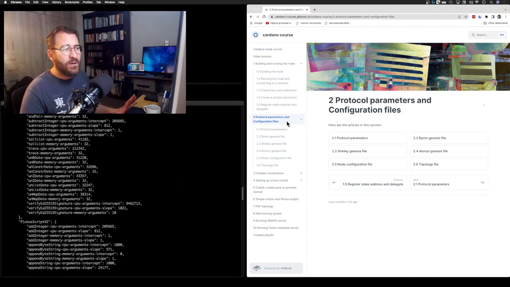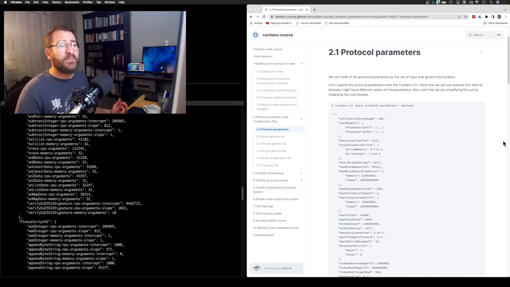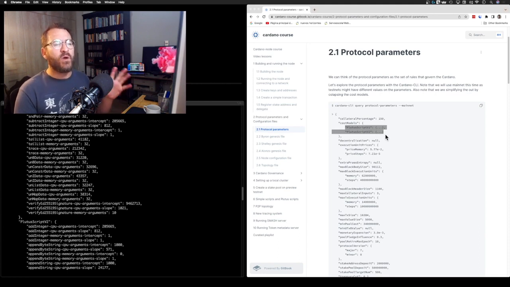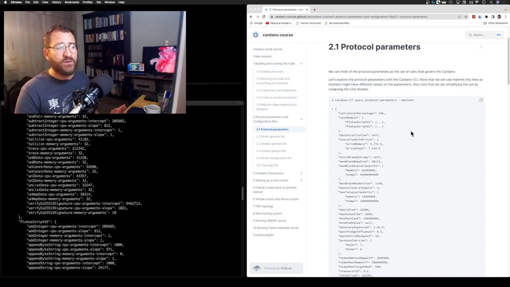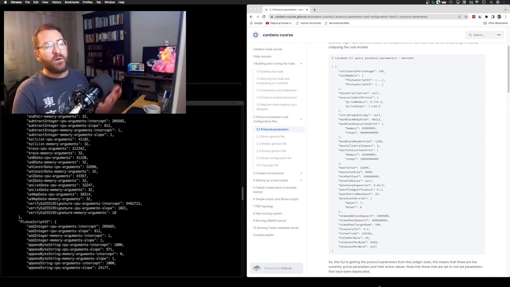But for now, let me come here. I have copied this output and put it here in the presentation. I have collapsed these two cost models because we are not going to get into the details of the cost models. We're just going to get into the surface of what they are, why they are important, and what they are used for. So I'm going to collapse them so that we can have all the rest of the output in one single shot.